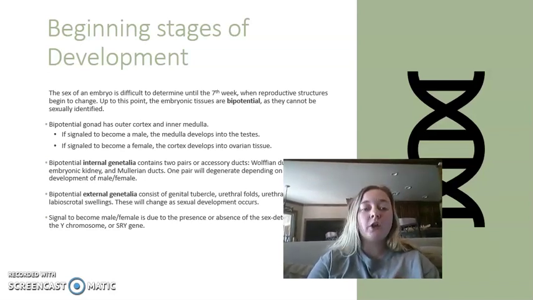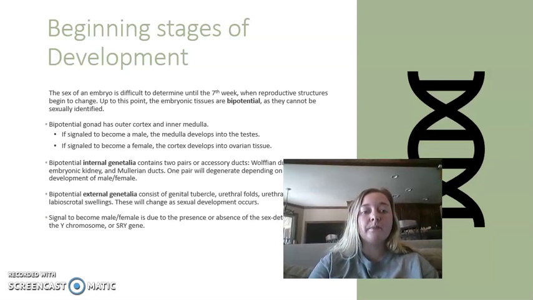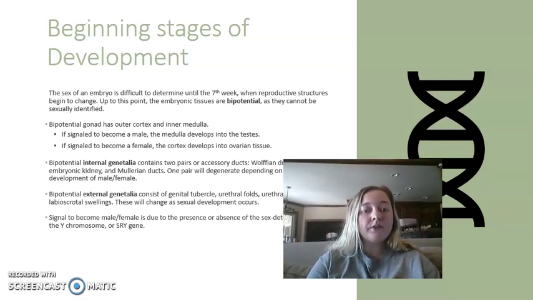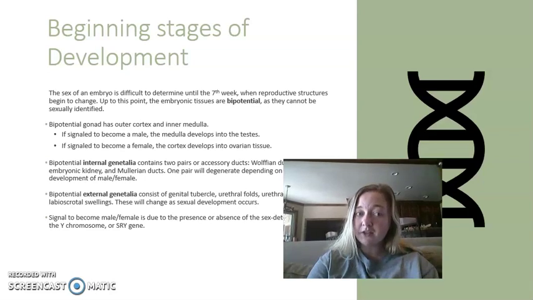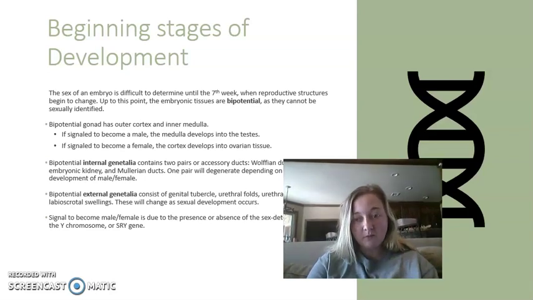A bipotential gonad has an outer cortex and an inner medulla. If it is signaled to become a male, the medulla will develop into the testes. However, if signaled to become a female, the cortex will develop into ovarian tissue. An easy way to remember this is M for male and M for medulla. Those two M's will pair up. However, if it is not male, not medulla, the cortex and female pair up.